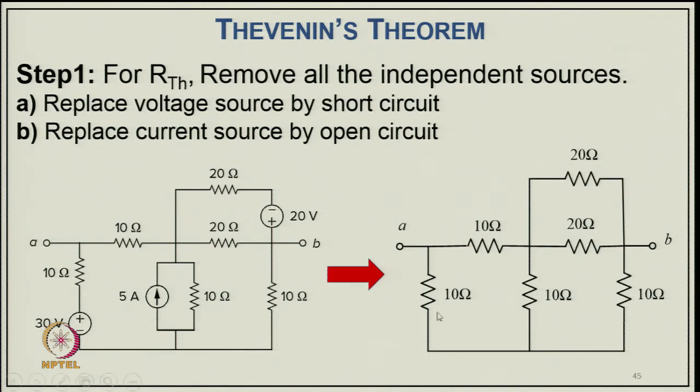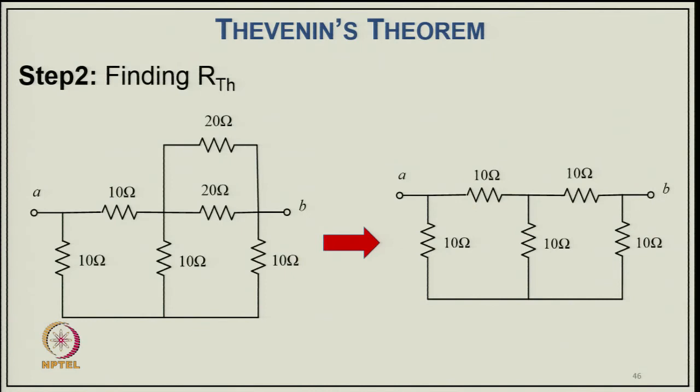The voltage source is shown as a short circuit and the current source is shown as an open circuit. So the circuit becomes like this, and you can see an example. Now we can replace it by keeping these two resistances in parallel: the 20 ohm in parallel gives 10 ohm. Now this circuit looks like a delta connection on this side.